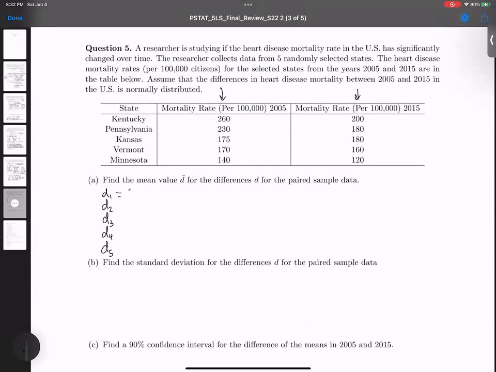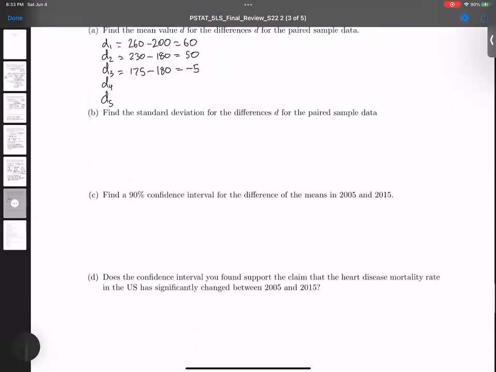So D1 is going to be 260 minus 200, which is equal to 60. Then we have 230 minus 180 is equal to 50. And then D3, we keep the 175. Notice how 175 is smaller than 180, but we do the first column minus the second column. So this is going to be a -5, and it's okay that it's negative.